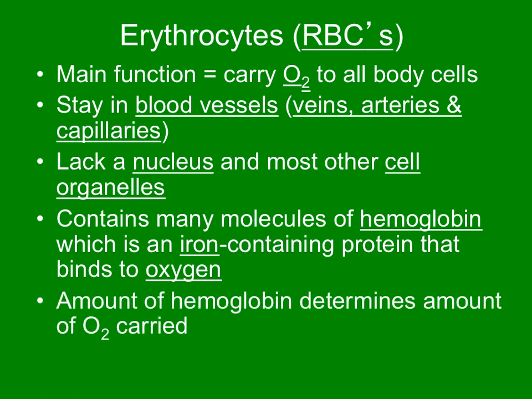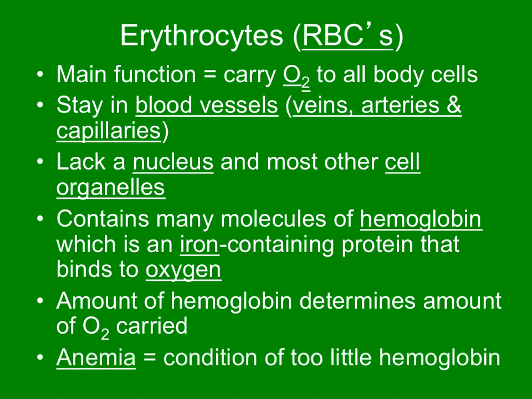The amount of hemoglobin that we have in our blood determines the amount of oxygen we are capable of carrying to our body cells. Now, if we don't have enough hemoglobin, then we can be described as anemic, or having a condition called anemia, which is where we have too little hemoglobin. This can be an iron deficiency issue, and you can actually take iron pills, or in the case of younger children, they actually give them iron drops.